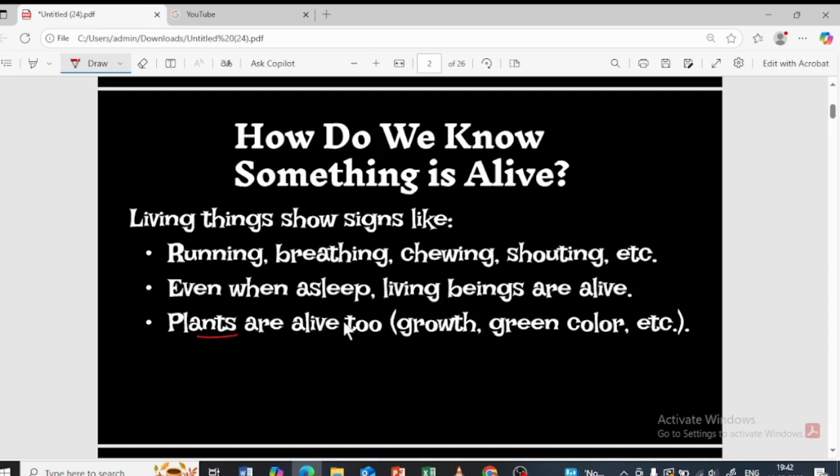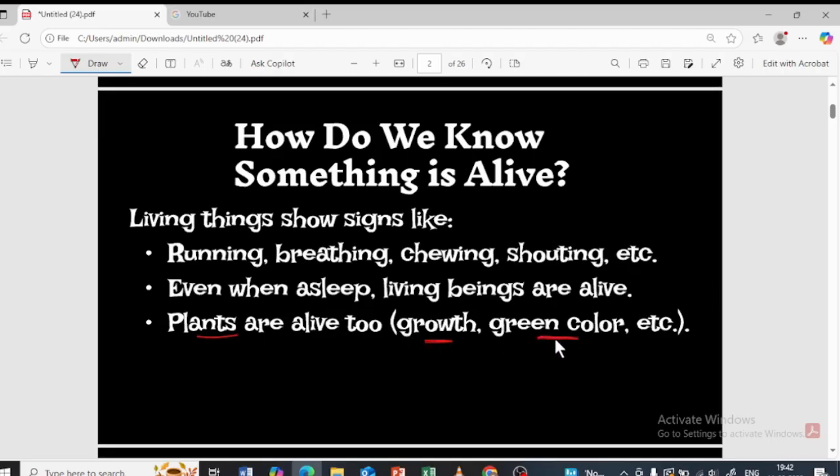What about plants then? Can't we consider plants as alive? Yes, plants are alive too. They might not run from one place to another, or breathe, or chew, or shout. But there is some sort of movement that is taking place, and that is nothing but growth. The seed is going to come out of the earth and grow, which again shows that some sort of movement is taking place, right? So hence the plants are alive too.